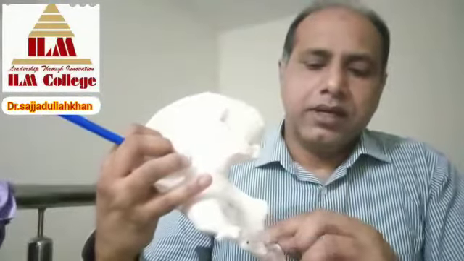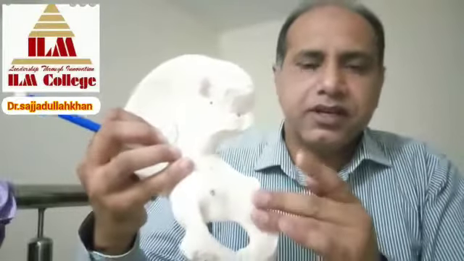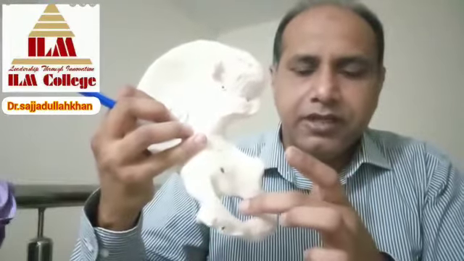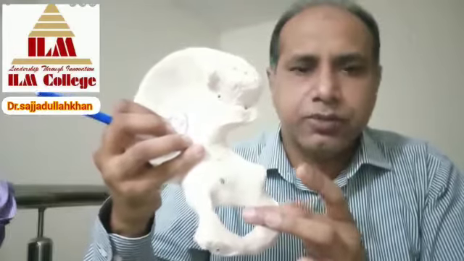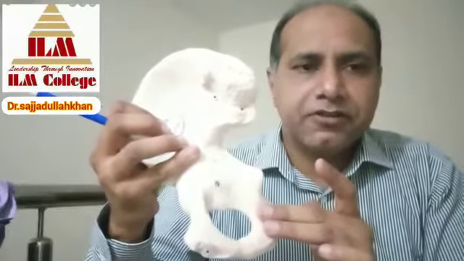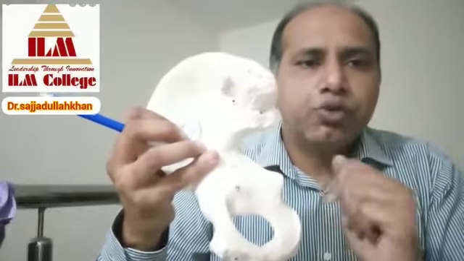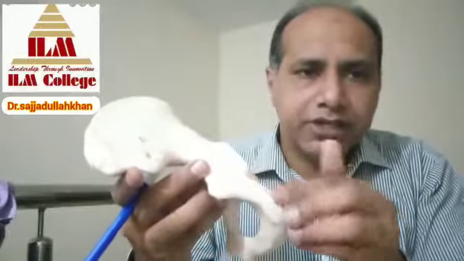After the borders, it also has three surfaces. This one is the pelvic surface. The pelvic surface is smooth, between the anterior and the posterior border, and it forms a part of the true pelvis. This one is the posterior surface.